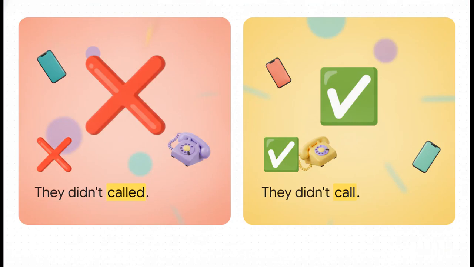But be careful. A very big mistake learners make is putting ed on the verb even after using didn't. Look at the red side. They didn't called. This is wrong. Remember, didn't already does all the past tense work for you. So the correct sentence is simply, they didn't call.